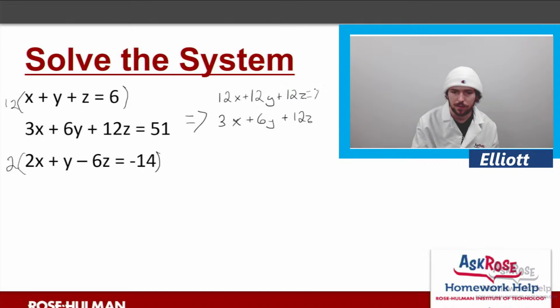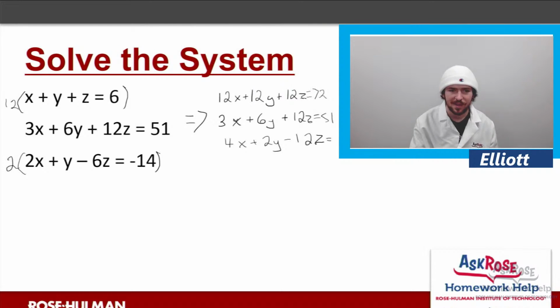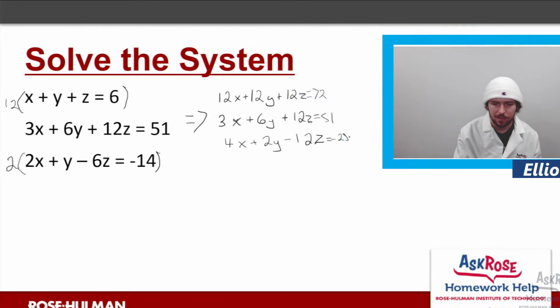This equals 72. And this one equals 51. And this one's going to be kind of fun. Okay, so we have 4x plus 2y minus 12z. I'm already encroaching on that territory, so sorry again. We can make this negative 28. Okay, now what we have to do is add them all together. So this is also a negative 28. So we have to add them together as best as we can.